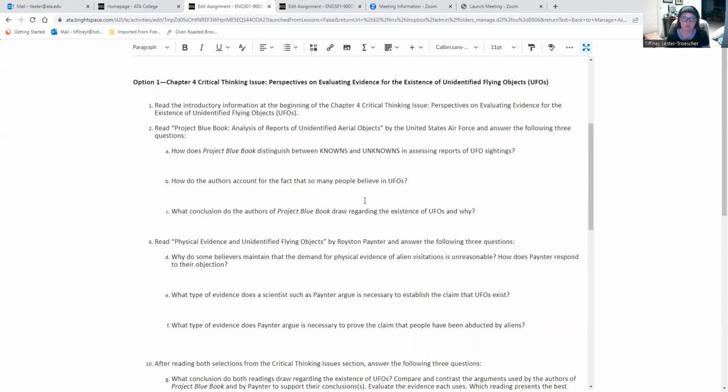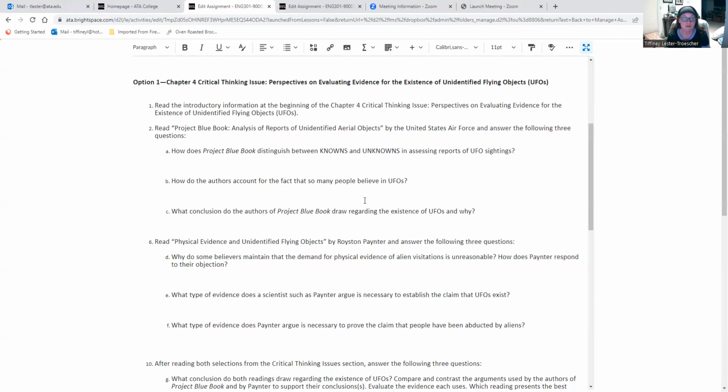So how does Project Blue Book distinguish between knowns and unknowns in assessing reports of UFO sightings? Second question, how do the authors account for the fact that so many people believe in UFOs? And the third question, what conclusion do the authors of Project Blue Book draw regarding the existence of UFOs and why?